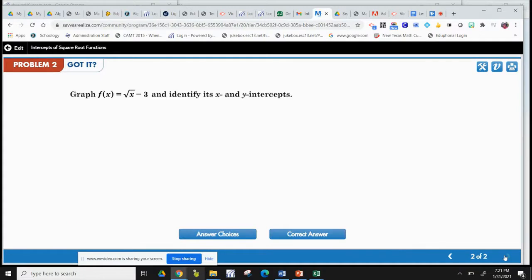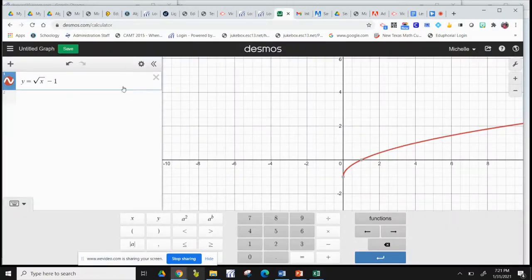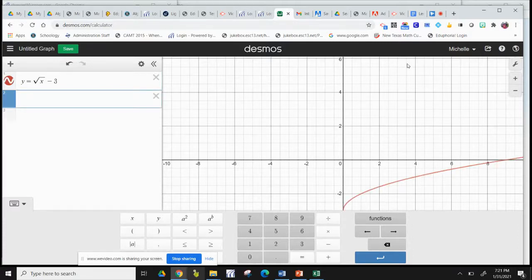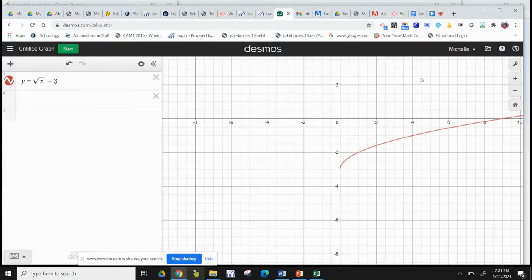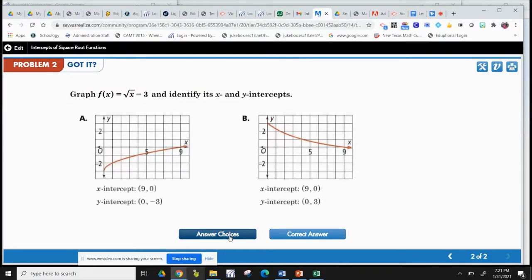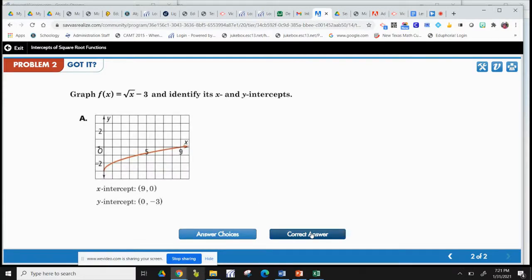Okay, let's go on. Graph this and find its x and y intercepts. So it is the square root of x minus 3. The x-intercept is 9, 0. The y-intercept is 0, negative 3. There it is.